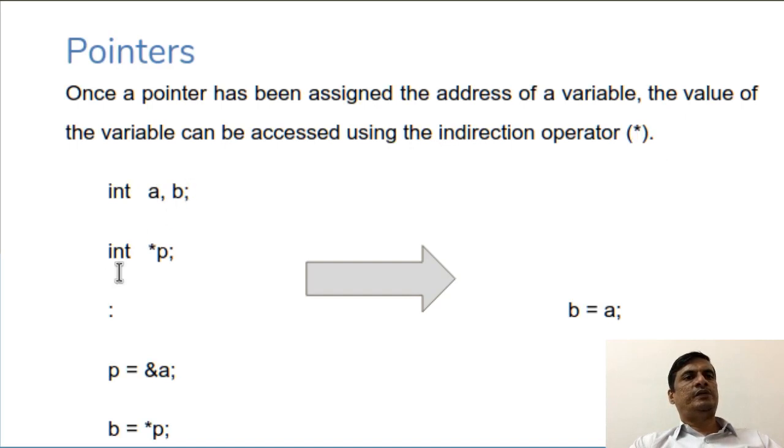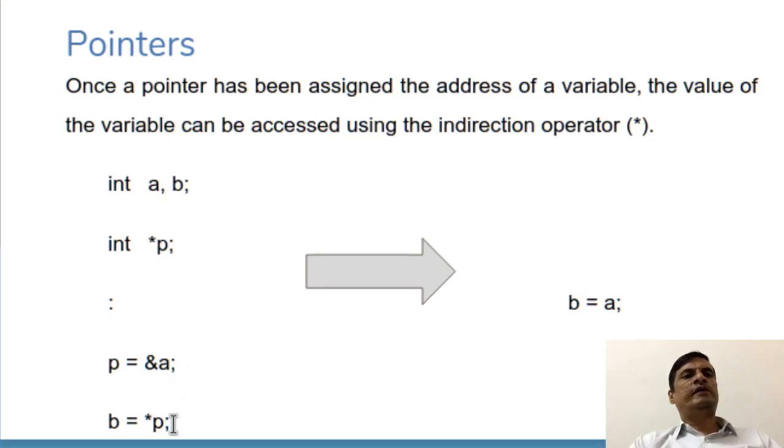So int a, b. Here we define p as a pointer variable which points to the integer data type. So p can be assigned either the address of a or the address of b, because both of them are integers. When you assign b equal to star p, p has been assigned the address of a, and b is going to be holding the value at p. So it is as good as writing a single instruction, b equal to a. These four instructions, the declaration of the pointer variable and the assignment using address-of and value-of, are almost equivalent to b equal to a.